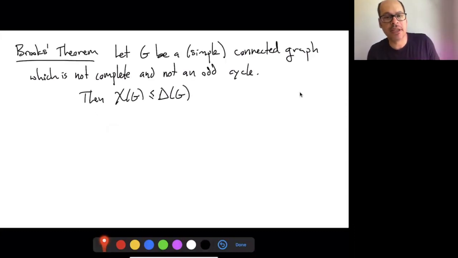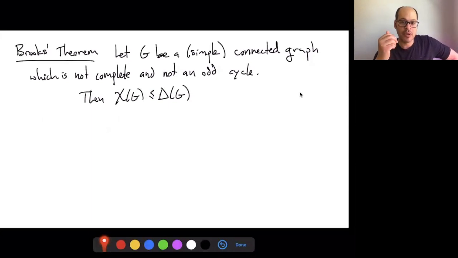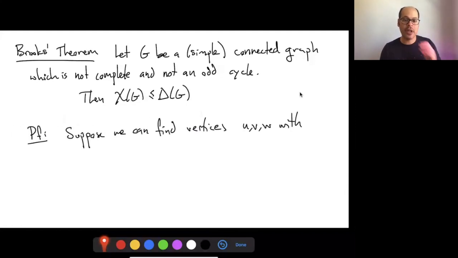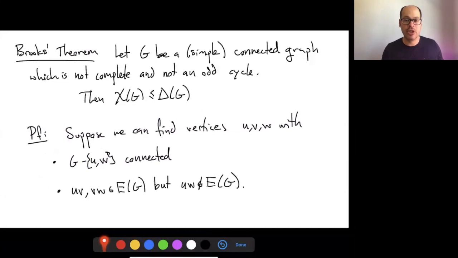So Brooks' theorem says, suppose you have a simple connected graph, not complete and not an odd cycle. We want to know that the chromatic number is less than or equal to the maximum degree of a vertex. Okay, well, the argument is as follows. Suppose that you can find 3 vertices, u, v, and w, such that you remove 2 of them and you're still connected, and such that u and v are connected to each other, v and w are connected to each other, but u and w are not connected to each other.